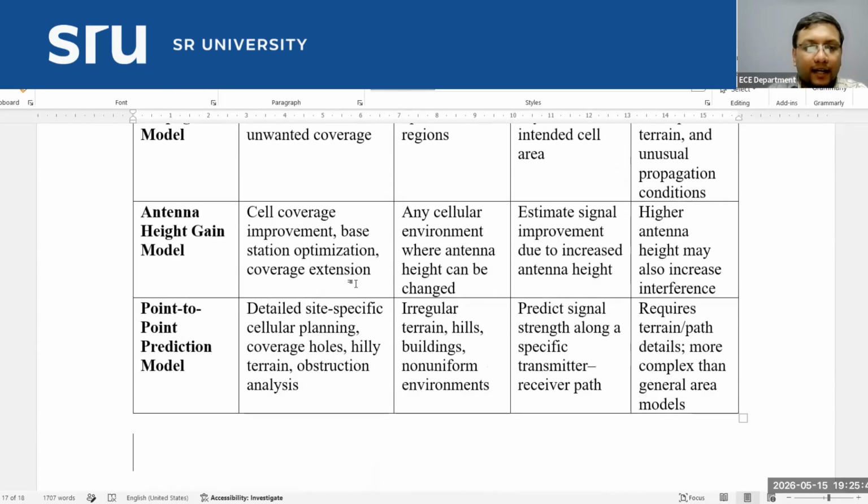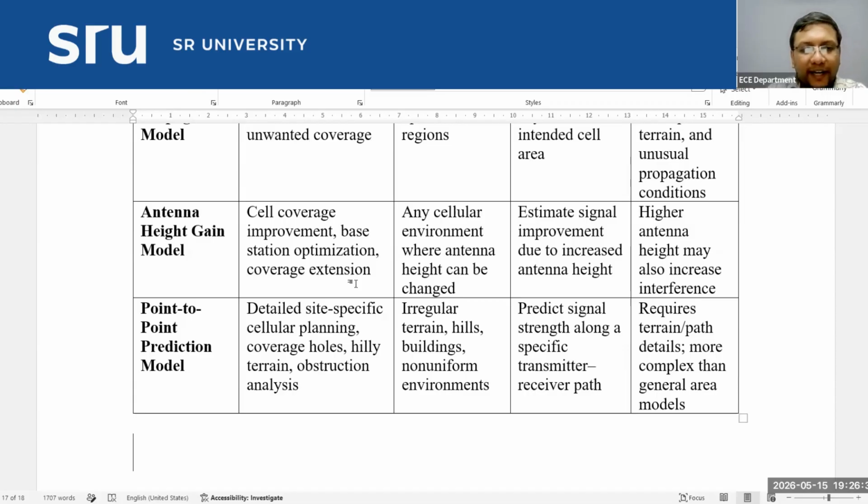And the antenna height gain model. What is the effect of increasing antenna height in mobile signal coverage? Sometimes we have seen that the gain increases if we increase the antenna height. But we also studied in our previous lecture that if I increase the antenna height beyond some point, then the radiation will reach some cells where interference will be very high. Co-channel interference or adjacent channel interference will be high.